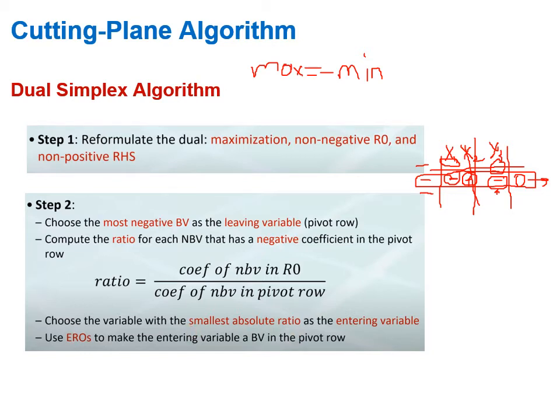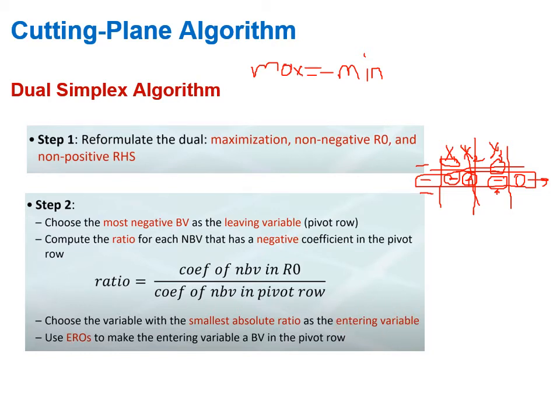Okay, but remember, in regular simplex the ratio test was found like this: right hand side divided by the pivot column. In this way, we do the opposite and we find row 0 divided by the pivot row. Okay, but we do the same thing. The selection is the same because we select the smallest ratio as the entering variable.